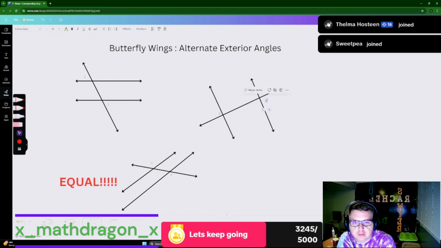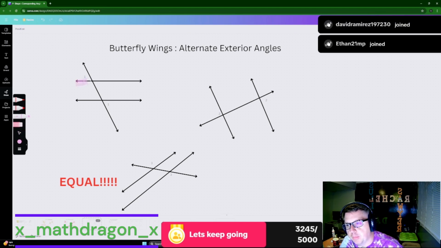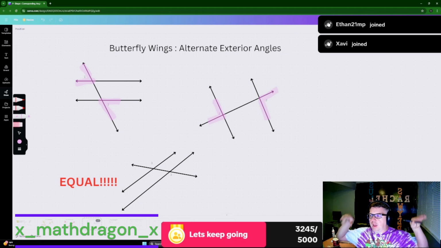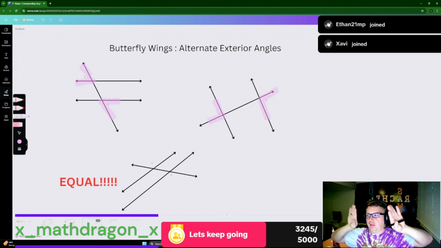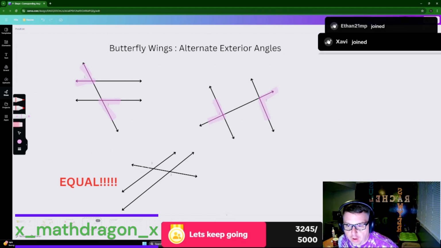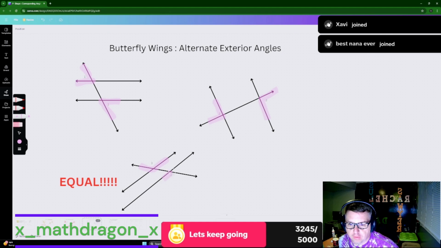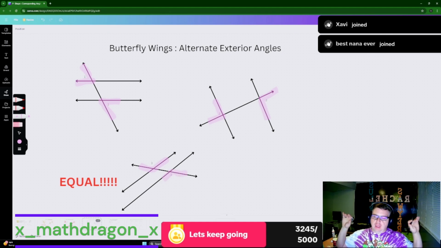And the butterfly wings, once again, we are calling them alternate, because watch what happens when I highlight this angle and I highlight that one. They're on alternate sides of the transversal. Alternate sides of the transversal. And I call them butterfly wings because I do this in my classroom. And I'm like, hey, they're just like butterfly wings. And they're on the outsides of the parallel lines. Okay? So, angle 3, those are on the outside of the parallel lines.